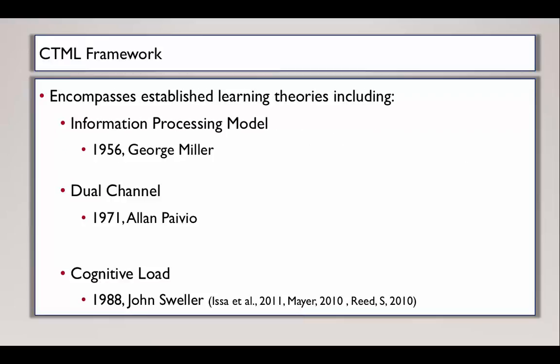To assist in explaining and predicting a variety of learning outcomes, the cognitive theory of multimedia learning incorporates other previously established theories, including the information processing model, often credited to George Miller, who presented this model in 1956, Paivio's 1971 dual coding theory, also called the dual channel theory, and the cognitive load theory, which is a cognitive learning theory introduced by John Sweller in 1988.